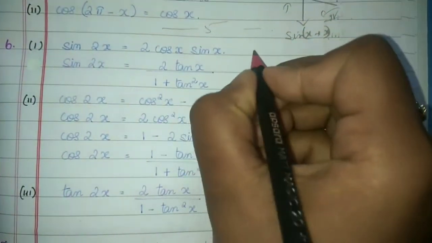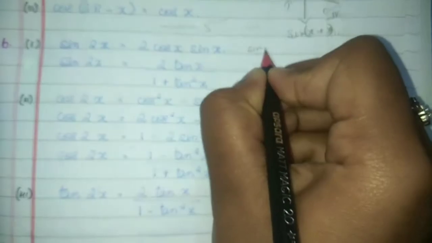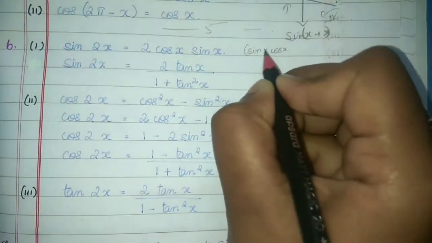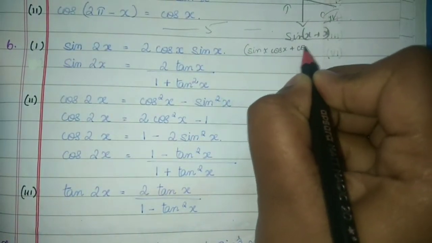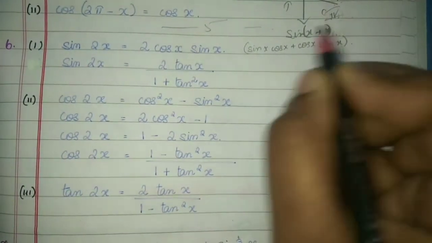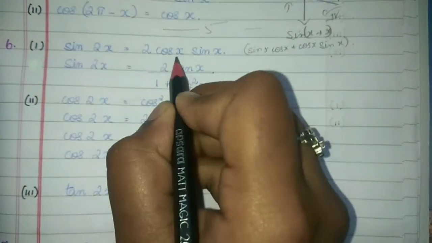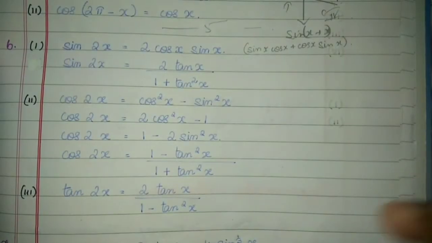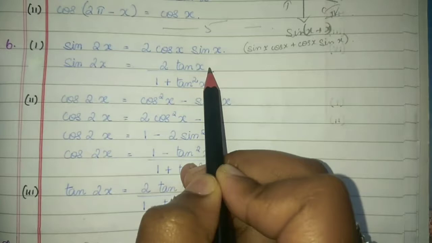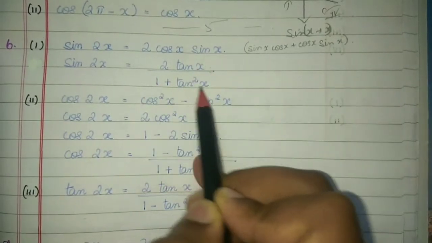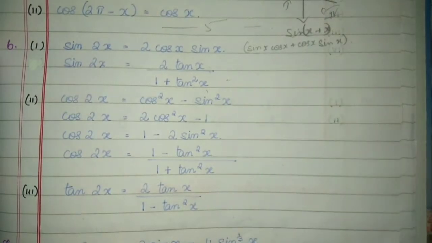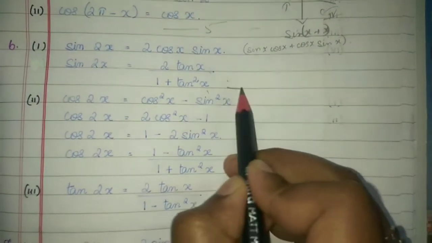Let me write here, it will be sin x cos x + cos x sin x, both are the same. So I have written it as 2 cos x sin x. And for tan 2x, it is 2 tan x divided by 1 + tan square x. This also is one of the important formulas. So this one is over.